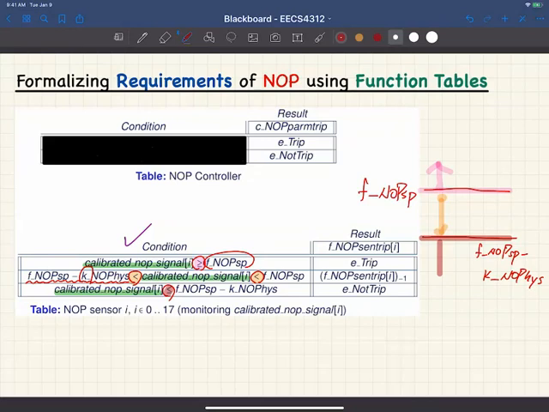Okay, are you okay with this? So now the only thing you have to pay attention to is the result. It can be either that it's going to trip, which means it's going to warn the controller, or it's not going to trip. And now it simply says it's going to remain the same as before. So there are three possible outcomes.